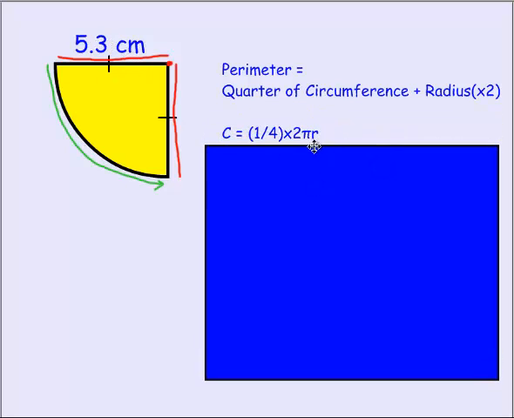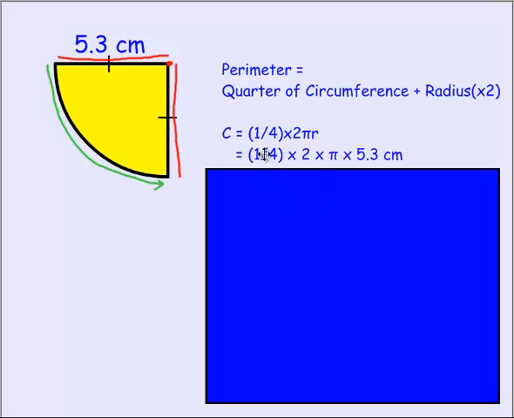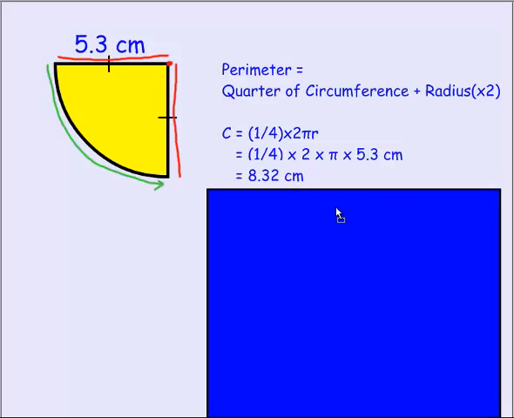Because we're given the radius, we need to use the 2 pi r formula for the circumference. We only have a quadrant, or a quarter of a circle, so we only get a quarter of the actual formula. Putting in our information, a quarter is a quarter, 2 is 2, pi is pi, the radius is 5.3. So in it goes, we multiply all of them together, and we get 8.32.